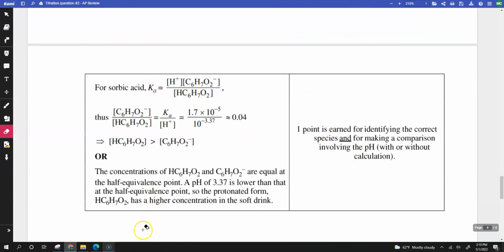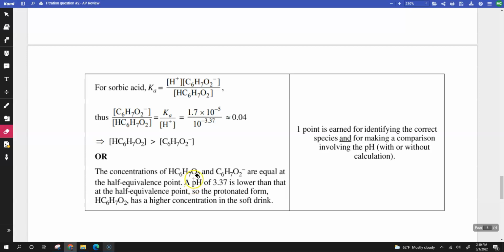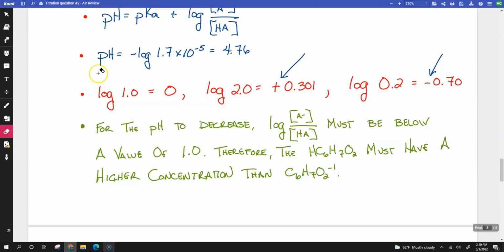Again, I like Henderson-Hasselbalch. I'm not saying you need to learn Henderson-Hasselbalch to answer this question, but it is nice. They also have on here for the concentrations of the sorbic acid and the sorbate ion are equal at the half equivalence point. Said that. Very good. And the pH is 3.37, which is lower than that of the half equivalence point, so the protonated form of the... that doesn't really give us a great answer. But again, I like this.